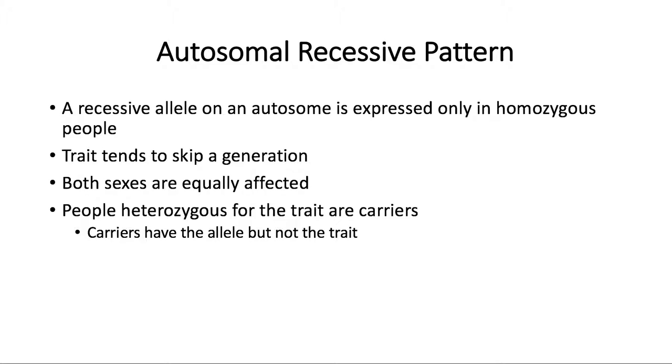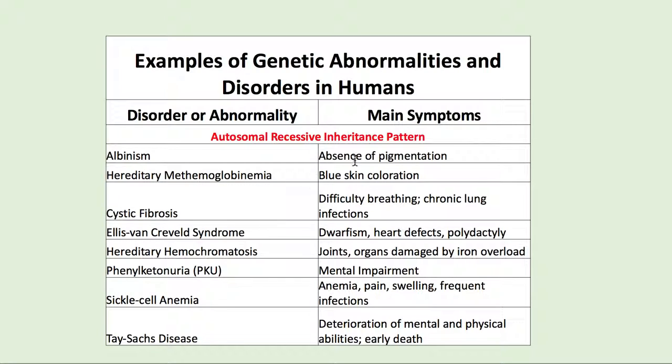These traits can be silent for a generation. They can skip generations. Both sexes are usually equally affected because this is autosomal, has nothing to do with sex. People who are heterozygous for the trait are called carriers. Carriers have the allele but not the trait itself. Here are some autosomal recessive diseases: albinism, which involves absence of pigmentation. There's cystic fibrosis, phenylketonuria, sickle cell anemia, Tay-Sachs disease, and you can look into each one of these.